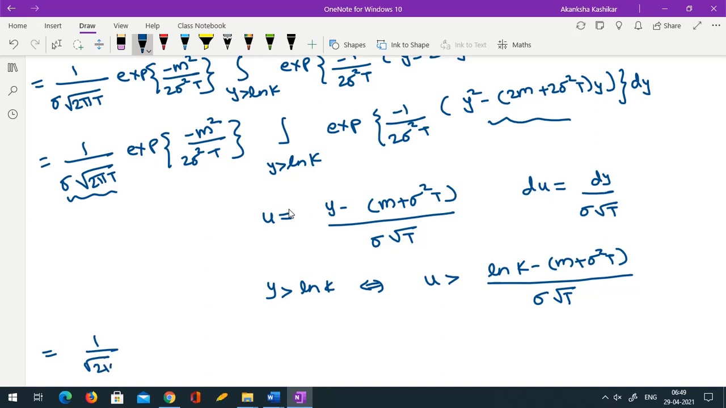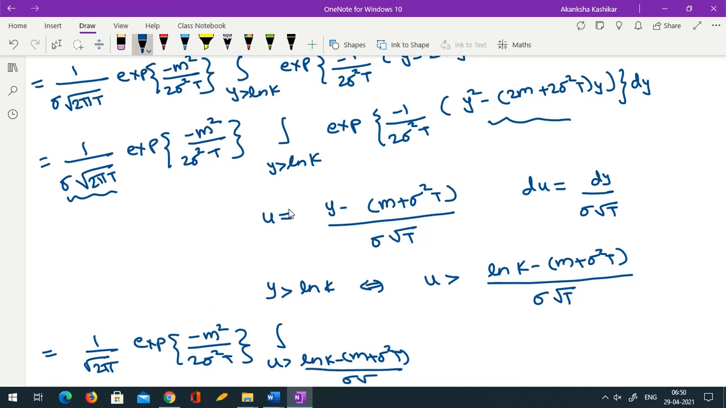So I'll be left with 1 upon root 2 pi. This term I'll keep as it is. So e raised to minus m square upon 2 sigma square t. Then integral u greater than ln k minus m plus sigma square t divided by sigma root t. And now here I'll have e raised to, okay, so now we will be left with just minus half u square, correct? Because I'm trying to complete the square, u square would be y square minus 2m plus 2 sigma square t into y plus this m plus sigma square t whole square. So we have to adjust for that m plus sigma square t thing also.